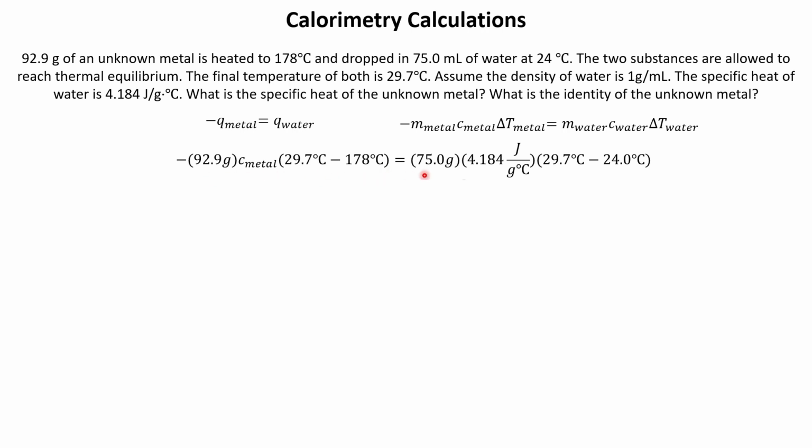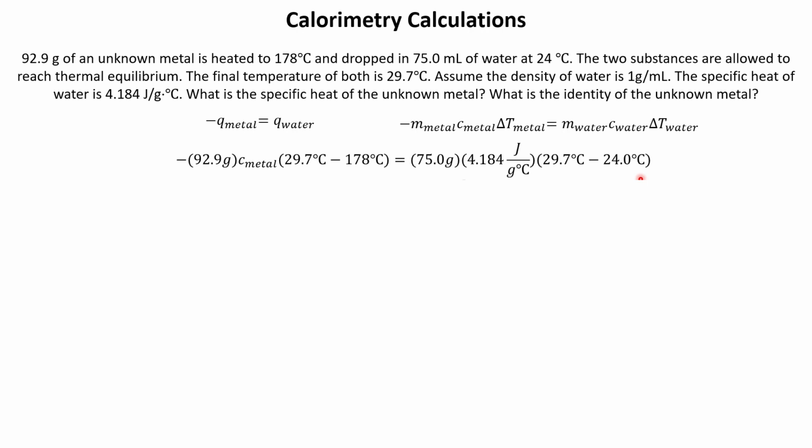Now for the water, we have 75 grams of water. Again, we know that because while we were given the volume of water, we were also told that we can assume that the density is 1-to-1. So 75 milliliters of water gives you 75 grams of water. The specific heat of water, of course, is 4.184. Our final temperature of our water is the same final temperature as our metal. Remember, they have reached thermal equilibrium. They have the same final temperature, and that's 29.7, but the water started out at 24 degrees Celsius.